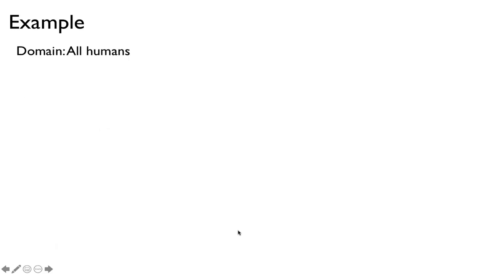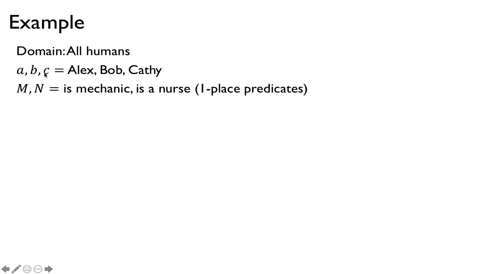Here's another example. Humans. The domain is all humans. So maybe A, B, C represent Alex, Bob, and Kathy. So these are the objects or the constants. M and N, these are one-place predicates. So M is for mechanic, N is for nurse. L is a two-place predicate. Again, these are just relationships or properties. Likes, so maybe one person likes another person. So this is a two-place predicate.